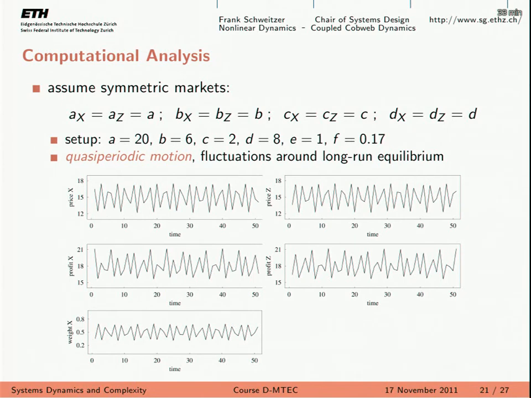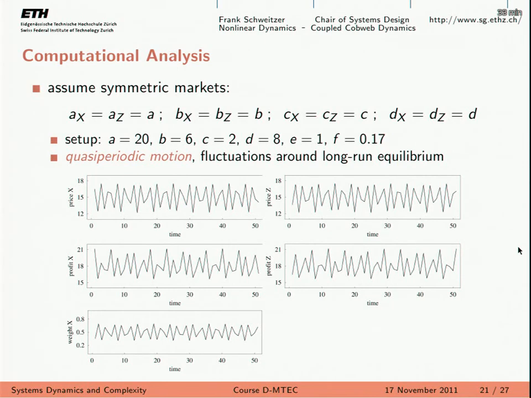But obviously, if the price is high in market X, that means that there is not enough supply in market X. Most of the suppliers are in market Z, where the price is low. Right? So they're kind of negatively correlated. It's something that is no surprise. It makes sense. The profits are correspondingly coupled in the same way.